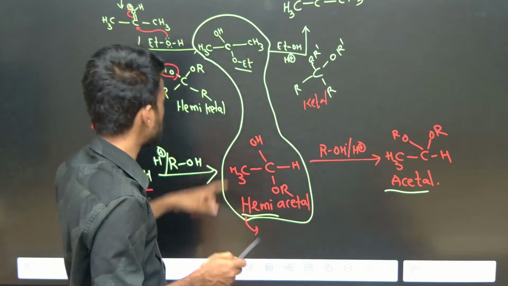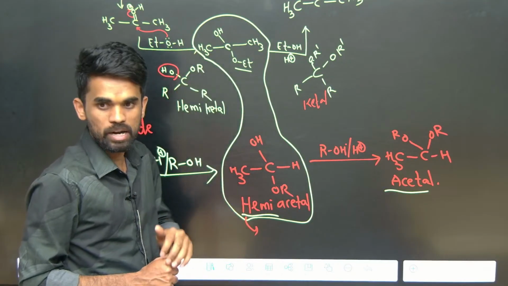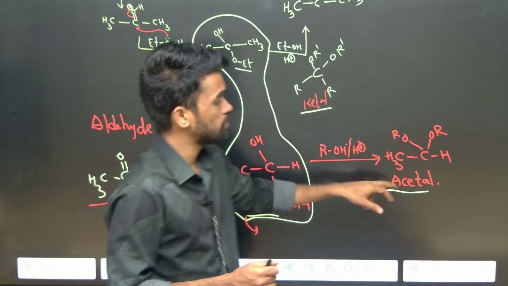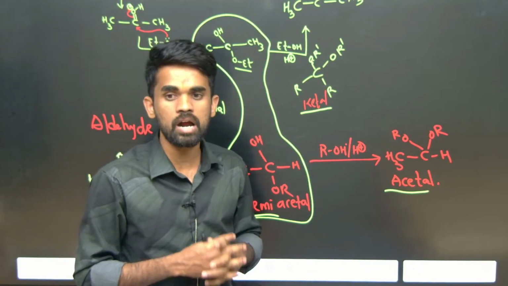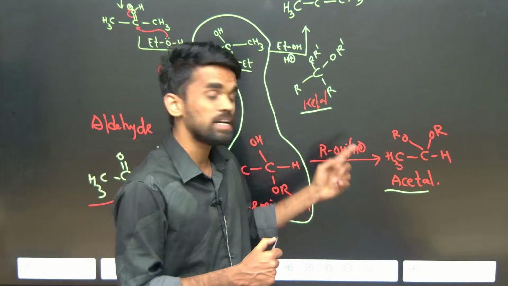So if these forms are there, we can say they can act as reducing sugars in carbohydrates. Remember, if it is in the ketal and acetal form, can they act as reducing sugars or not? No, they cannot act as reducing sugars. So this is what you will study in biomolecules.